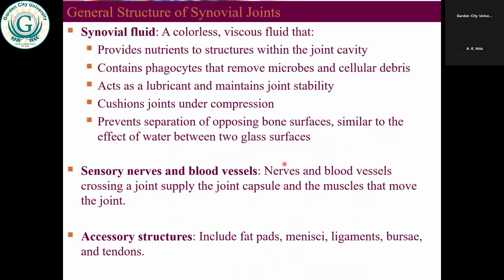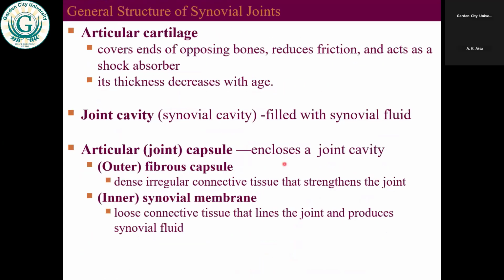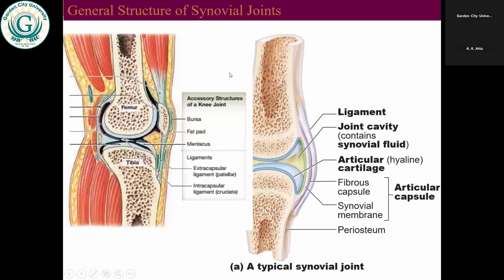So the articular capsule is what we also call the joint capsule, made of an outer fibrous capsule and an inner synovial membrane, which will produce synovial fluid. We know what the articular cartilage does. It covers the ends of the opposing bones. Their job is to reduce friction, more importantly, it acts as a shock absorber.